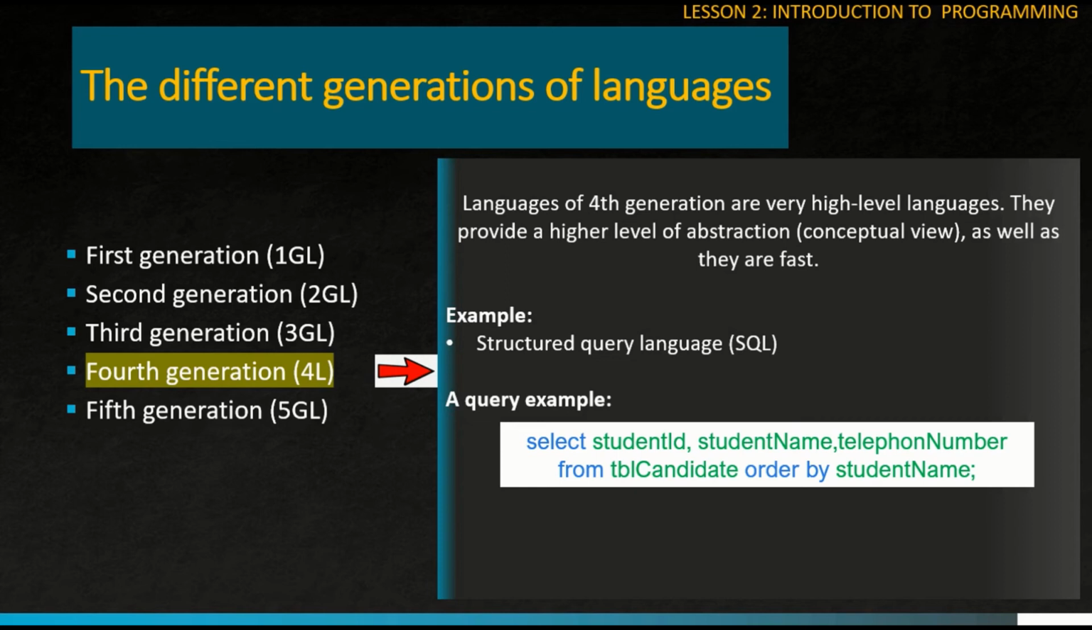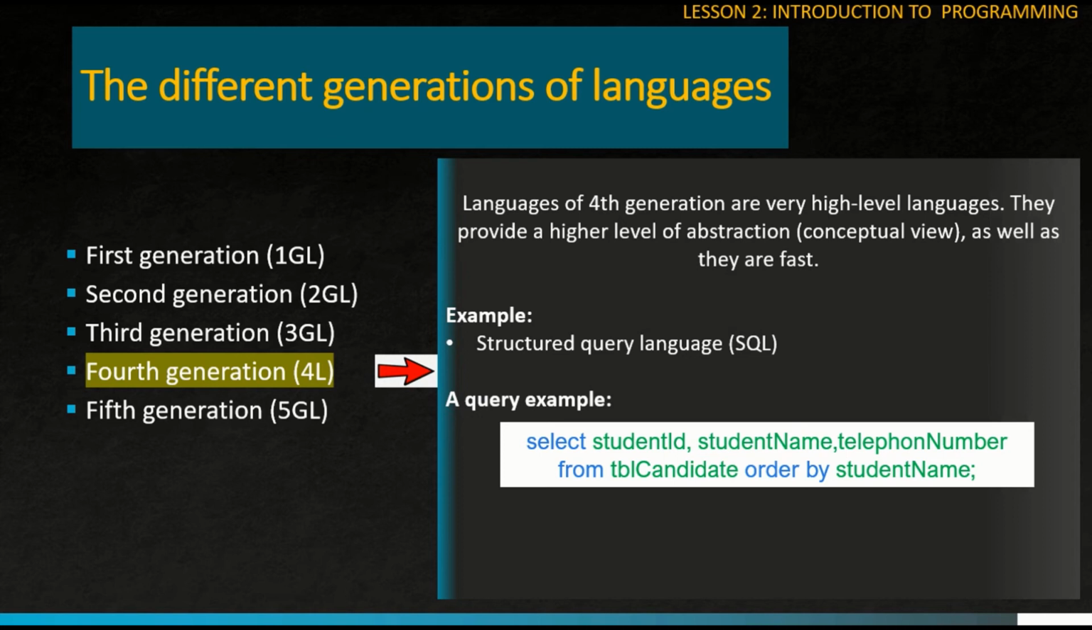Languages of fourth generation are very high-level languages. They provide a higher level of abstraction, as well as they are really fast. An example of fourth generation language is Structured Query Language, which is used to communicate and fetch data from the database. Structured Query Language shows a high level of abstraction.